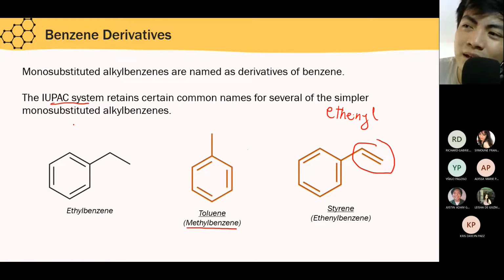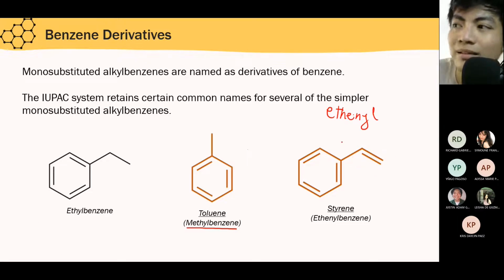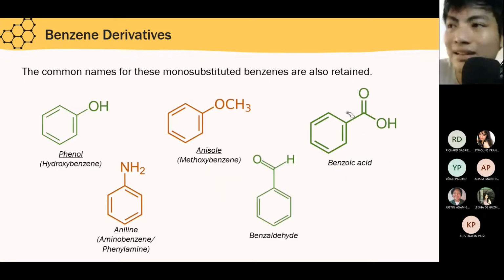So, basically, yung IUPAC name still followed siya. However, mostly for benzene derivative, we use the common name. So, you really need to remember the common names. This one is called toluene, but the IUPAC name is methylbenzene. This one is called styrene, but the IUPAC name is ethenylbenzene. Okay? Ano pa? Marami pa tayong kakabisaduhin. Pag nakabisado nyo to, madali na lang. Okay? So, ano pa? Next slide.